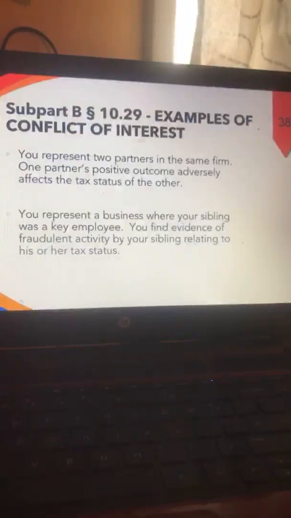I have 4 brothers and 1 sister. Of course, they call me to do their tax returns. As far as I know, I've never seen any fraudulent activity on their behalf, and therefore I haven't experienced that conflict of interest. But be very careful, especially with family members, friends.